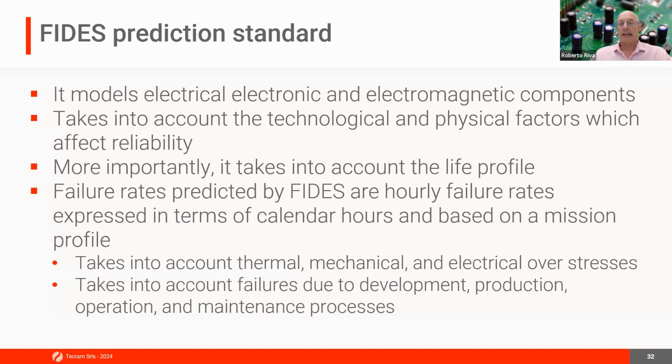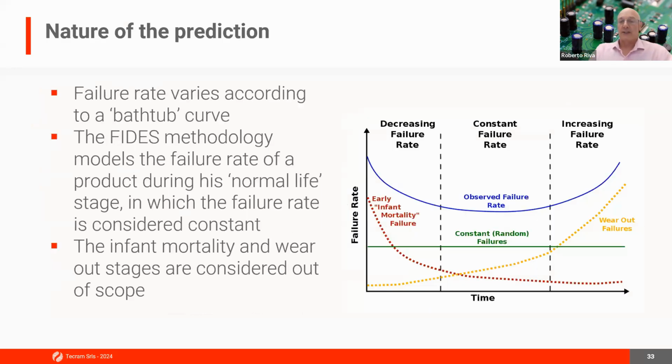It takes into account thermal, mechanical, and electrical overstresses, and failures due to development, production, operation, and maintenance, and those aspects are covered by questionnaires. In a sense, it's a kind of ISO 9000 type of methodology, because it's quite rigorous in requesting detailed information on how the product is developed, how the product is handled in the field, and so on. Similar to all the others, failure rates vary according to the bathtub curve, but we are only looking at the constant failure rate. So the infant mortality and wear-out stages are considered out of scope.